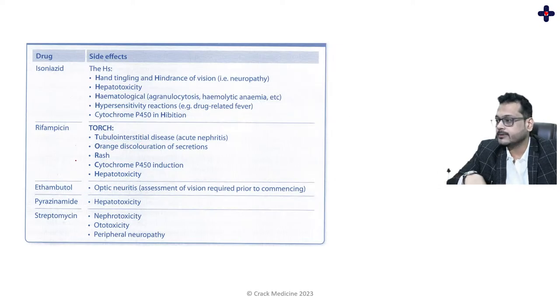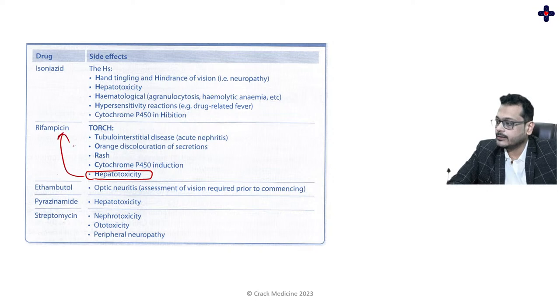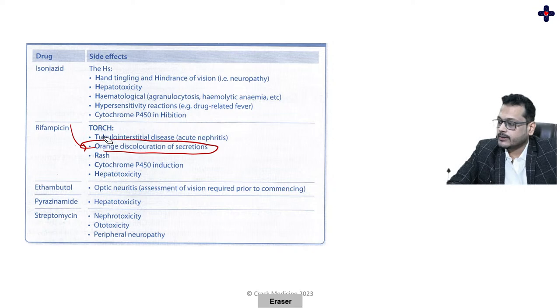Now, here's the table which is very important for an exam, and you will be surprised to know that hepatotoxicity lies very low in the adverse effect list of rifampicin. In fact, hepatotoxicity occurs earlier in cases of isoniazid. So the most important one for rifampicin is orange discoloration of the secretions of the body, like tears as well.